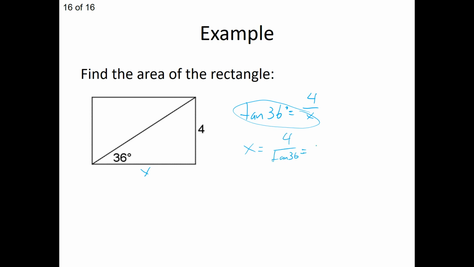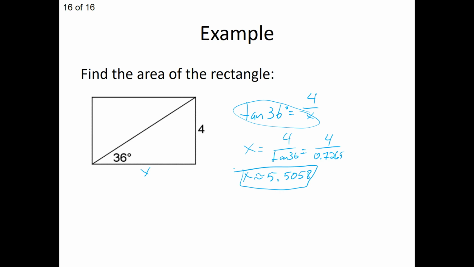Now, if we take a look at our table or use our calculator, the tangent of 36 degrees turns into 0.7265. And then we can evaluate that to get our approximation for the length of x. So we're going to approximate the length of x to be about 5.5058. Now keep in mind, we're not finished. All you did was a lot of legwork to find the second dimension.